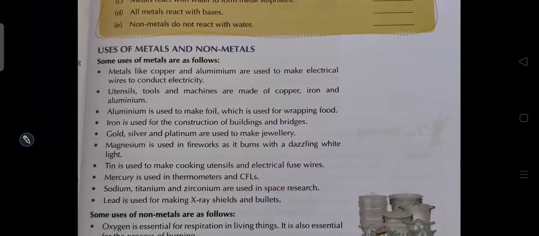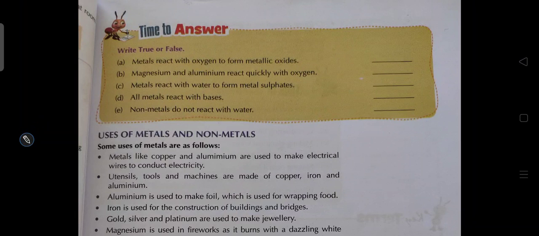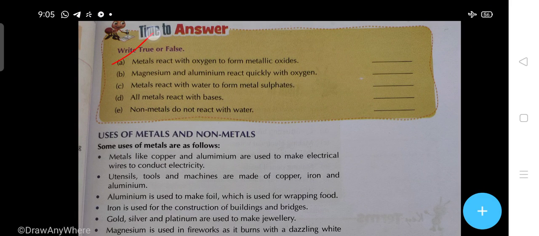Next thing, students, as we see, true or false. Metals react with oxygen to form metallic oxides, and magnesium and aluminum react with oxygen. After reading this chapter, students, you are able to answer in true or false. So fill in your answer with the help of a pencil.